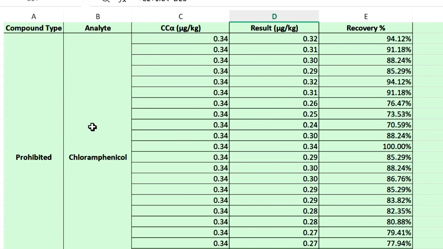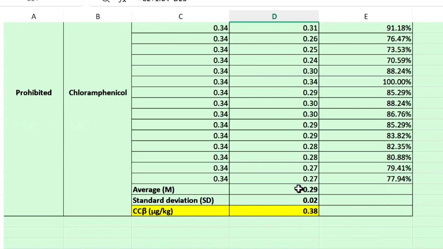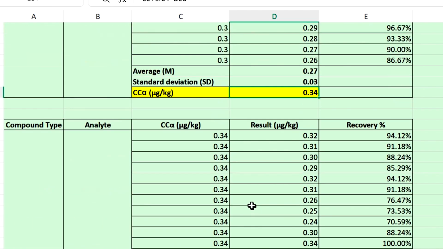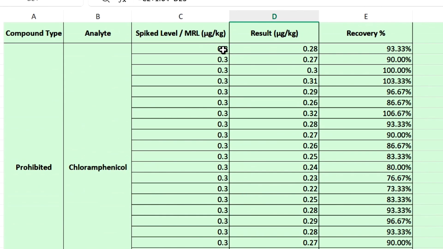Then in this table you also spike the sample at 0.34, CC alpha, 20 samples spiked at this level of concentration, with results here, and recovery should be accepted for all of them, then average and standard deviation. Then you calculate CC beta equal to CC alpha plus 1.64 standard deviation. That's very easy. And for authorized compounds it is the same thing, but you spike at the maximum residual limit here.